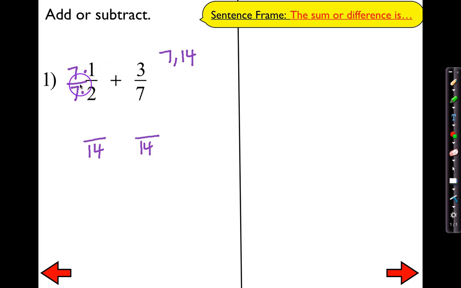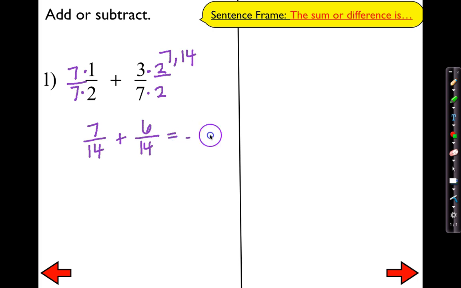So now my new numerator is going to be 7 times 1. So this is going to be 7/14. Plus, here, right now our denominator is 7, but we want to make it into a 14. So in order to do that, we're going to have to multiply by 2. Multiplying the denominator by 2 would require us to multiply the numerator by 2 as well. So here, the new numerator is going to be 3 times 2, which is 6. And again, you'll see 7 times 2 is what gave us our 14 here.